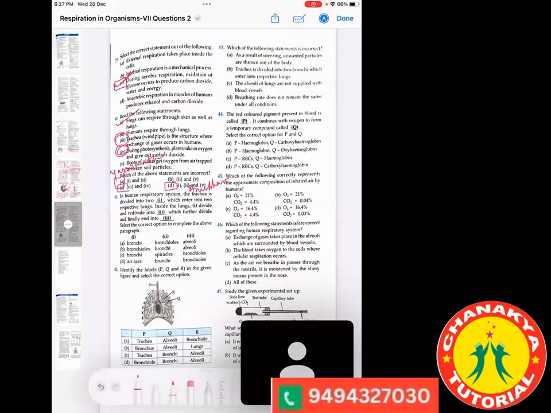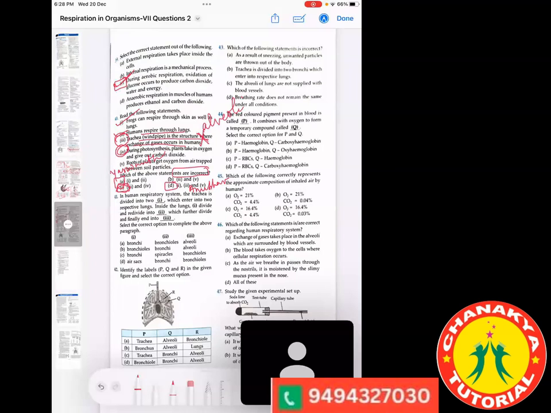Basically, the correct answer is C. Because what they have said, we have to find out the incorrect statement, right? In the first statement, frog can respire through skin as well as lungs, which is correct. Frogs can breathe through the skin also, they can breathe through the lungs also. In the second statement, they said humans respire through the lungs, which is true. Now, in the third one, trachea is a structure where the exchange of gases takes place, which is wrong. The exchange of gases will take place in the alveoli. So the third statement is wrong.